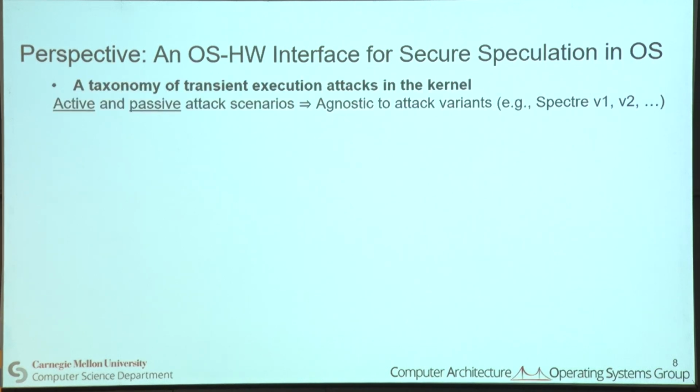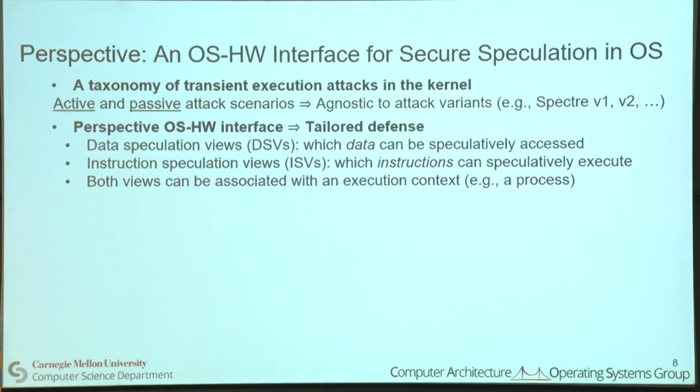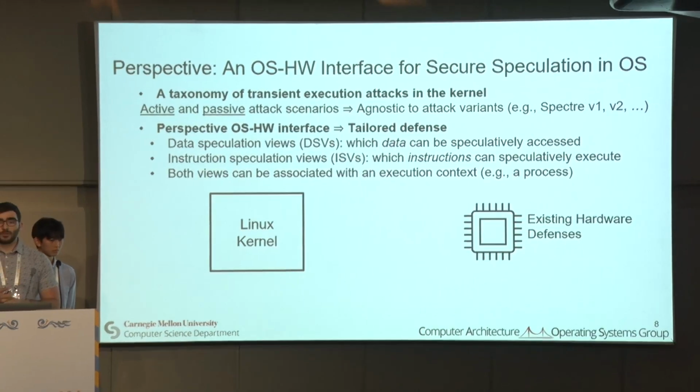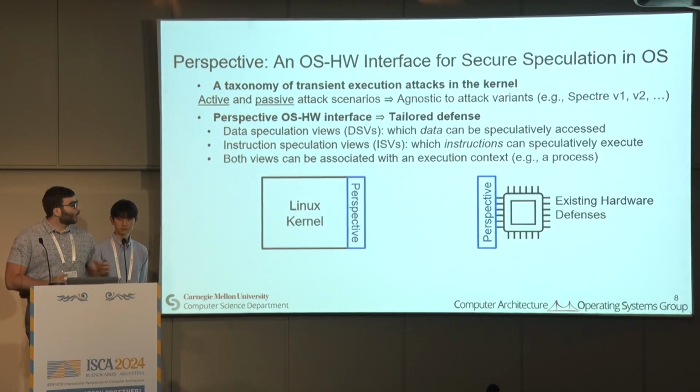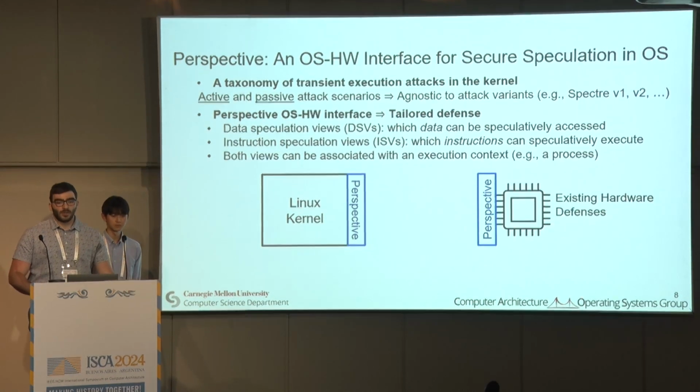First, we're going to introduce a unique taxonomy that talks about active and passive attacks regarding speculative execution attacks in the kernel. We're also going to talk about the Perspective OS hardware interface, introducing data speculation views, or DSVs, which talk about how data can be speculated on, and instruction speculation views, or ISVs, which talk about how instructions can be speculated on. Notably, both of these views can be associated with a given execution context, such as a process. And we're also going to introduce the Perspective design, which involves a kernel component as well as a hardware component that can be added on top of existing hardware defenses.